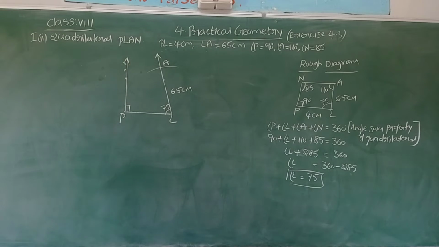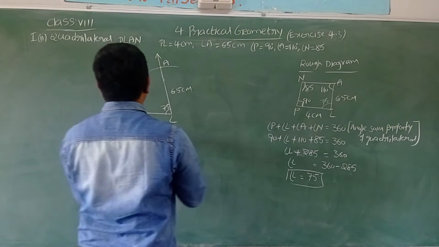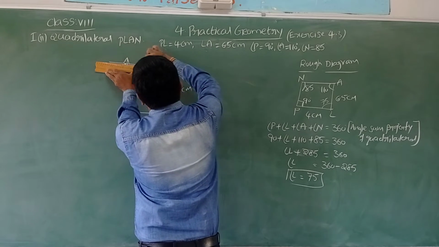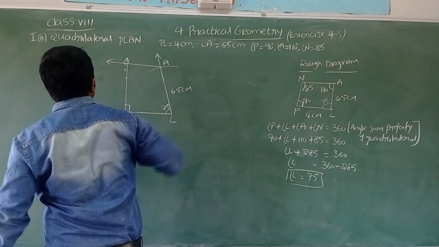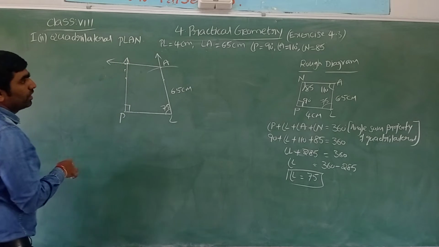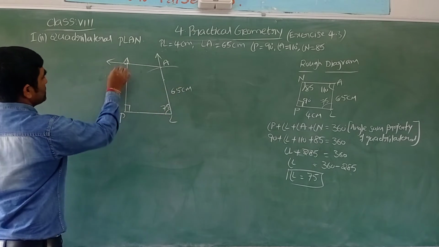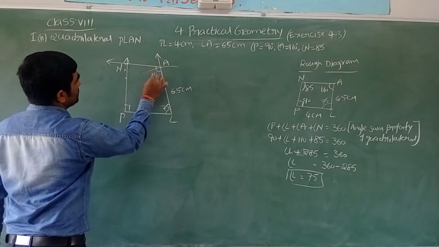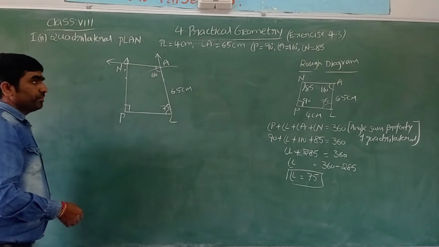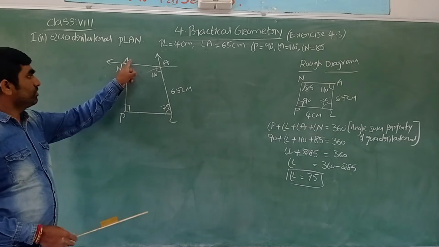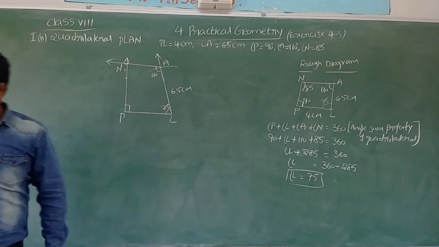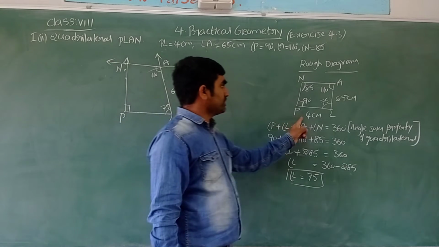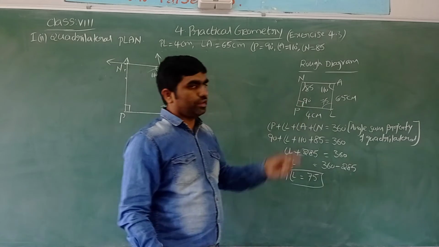Now we need to draw one ray from vertex A to that point. Yes, we can draw like this. Both the rays are intersecting. Name the intersecting point as N. How much did we take here? We took 110 degrees. If you want, you can measure this, which gives you 85 degrees. This is the way we can draw a quadrilateral when we know two adjacent sides and three angles.